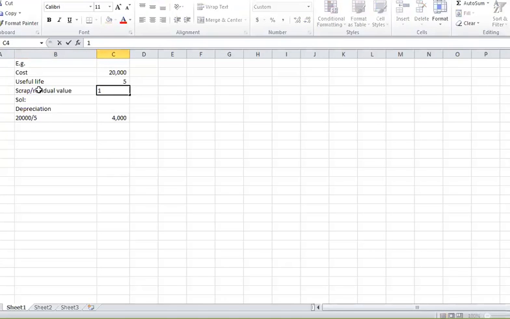Suppose we have residual value of 1,000 pounds. So now, how to calculate depreciation? Students, you need to deduct the scrap value over here, which is 1,000 pounds. So now, in this way, you will be able to calculate 20,000 pounds minus 1,000 pounds divided by useful life.